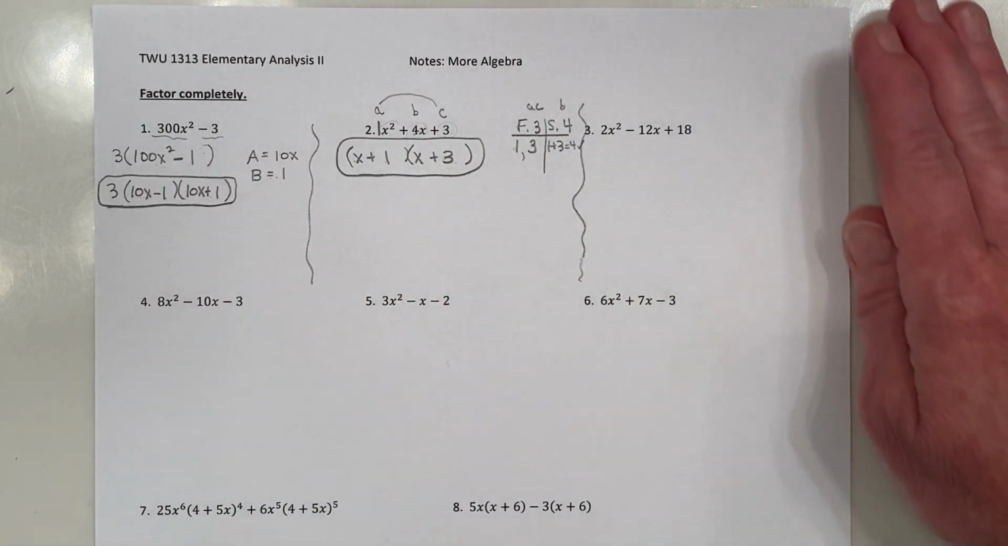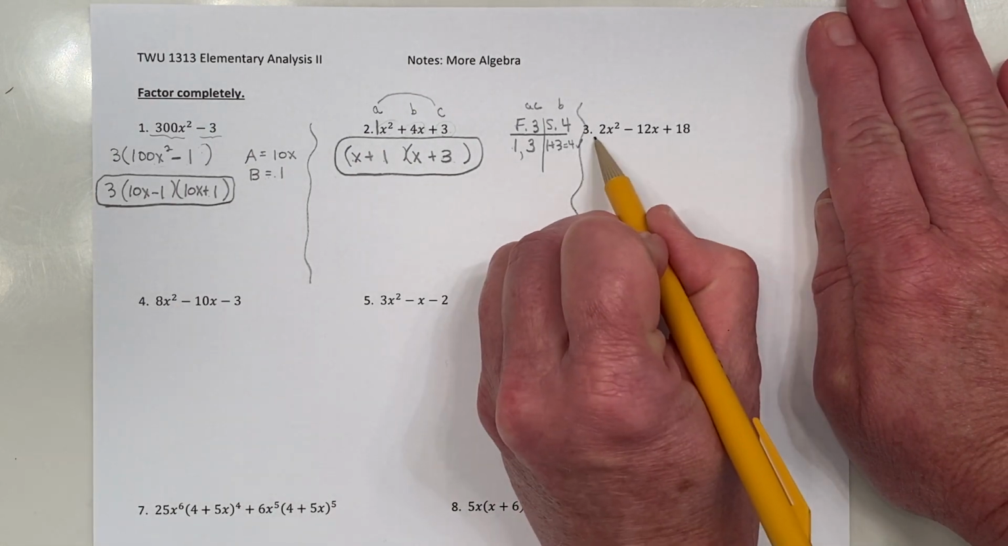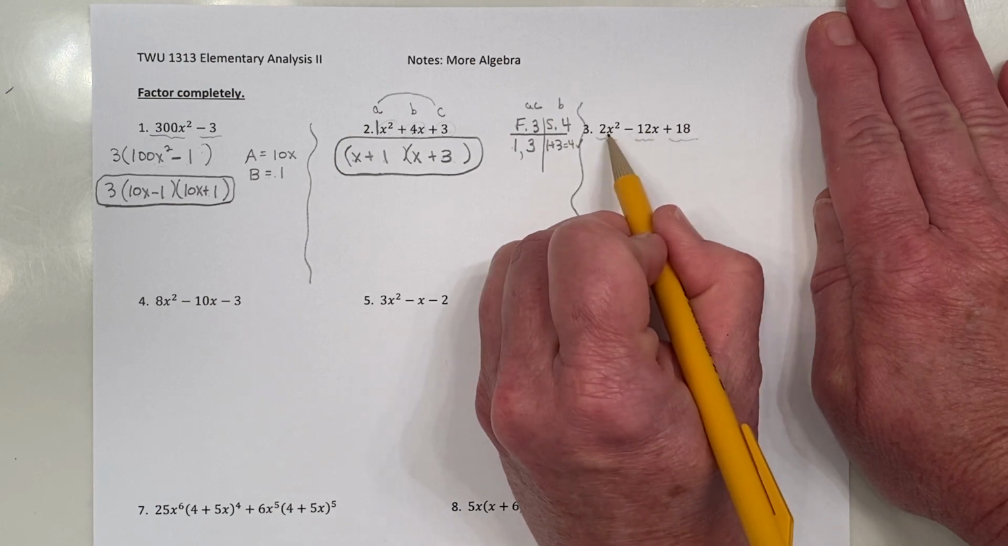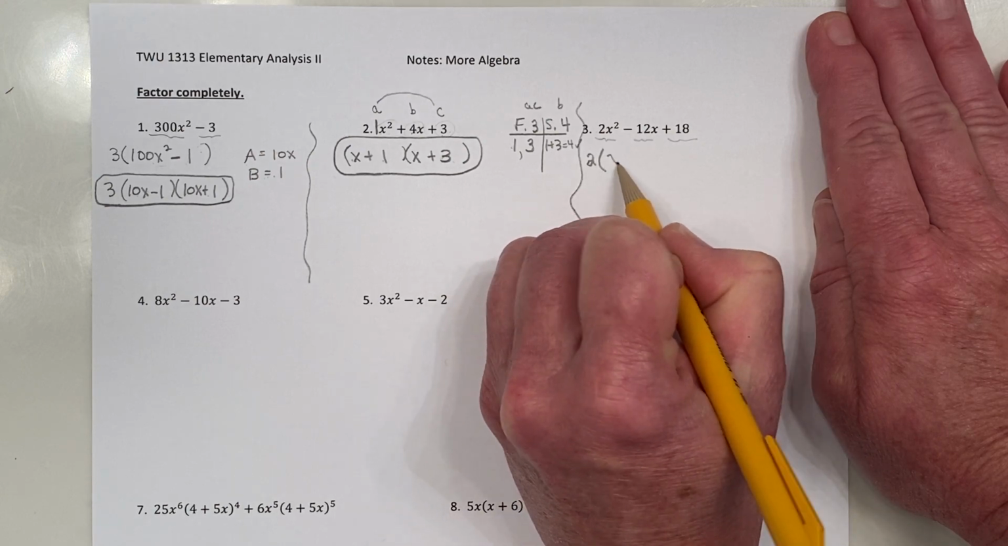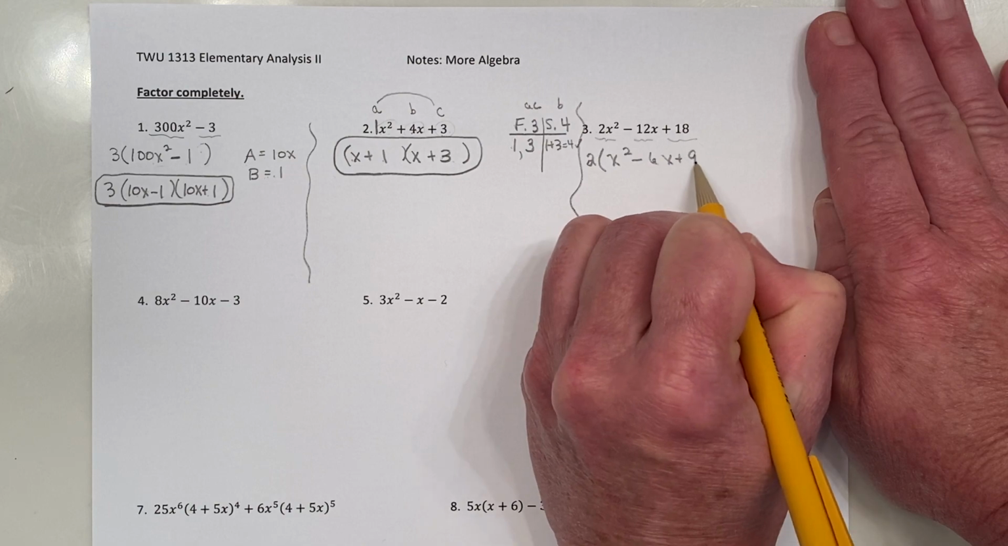Okay, looking at number 3, first thing we want to look for is the GCF in this trinomial. Well, here's my first, second, and third term. Terms are what you add or subtract. I do notice that I can pull a 2 out. So factoring a 2 out is going to give 2 times quantity x squared minus 6x plus 9.